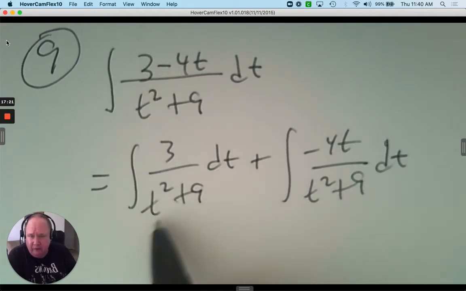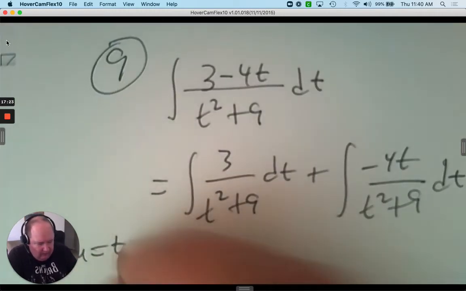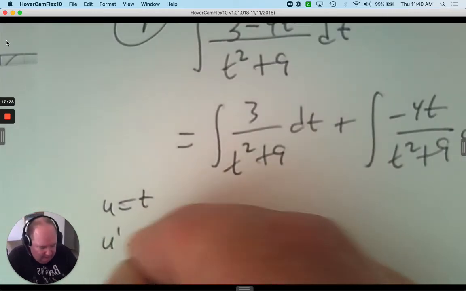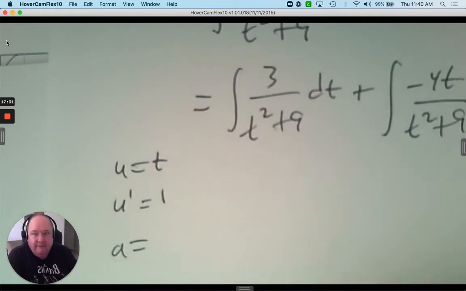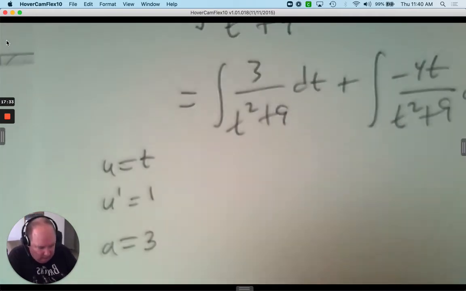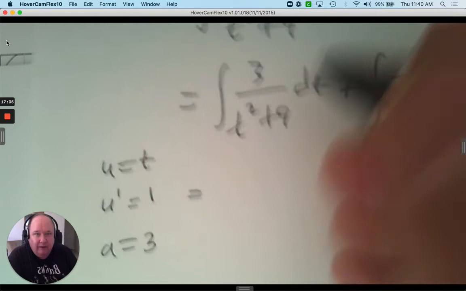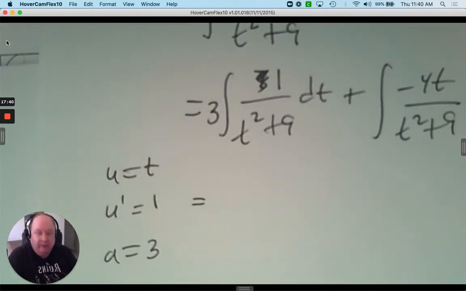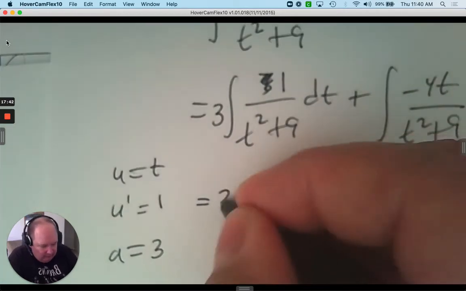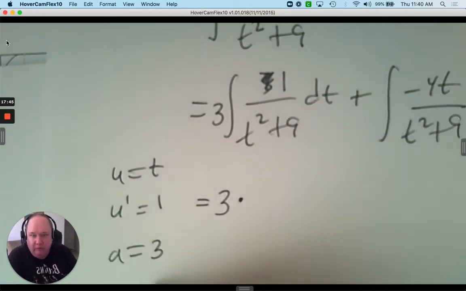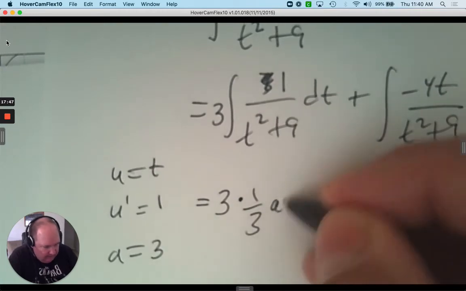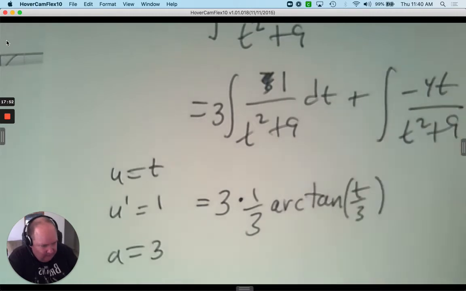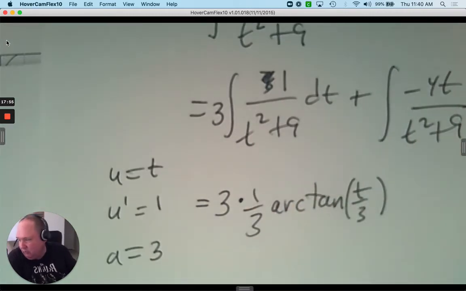The first one is arctangent. So u is the square root of t squared, which is t, and the derivative of t is 1, and a is the square root of 9, which is 3. So to set this up correctly, this needs to be 1 and then a 3 in front so that we can do it properly. So this is going to be 3 times 1 over a, and then arctan u over a. And yeah, the 3's divide out, so it'd just be a 1 in front.